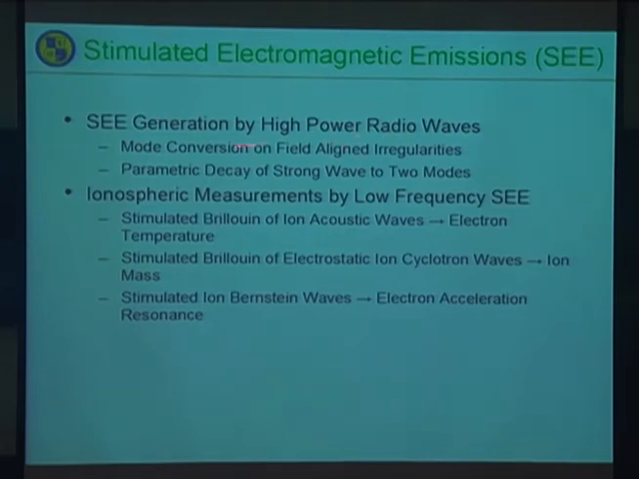These are generated by high-power radio waves through mode conversion on field line irregularities and parametric decay into the 2 modes I showed earlier. The ones I'm highlighting are the stimulated Brillouin generating acoustic waves, which gives you the electron temperature in the plasma. So this is a diagnostic of how hot the electrons are getting when you heat the plasma. Stimulated Brillouin also gives you electrostatic ion cyclotron, which provides the ion mass. So we can use the high-power radio waves to give you composition of the ions in the plasma. Finally, stimulated ion Bernstein waves tell you when you're getting electron acceleration.